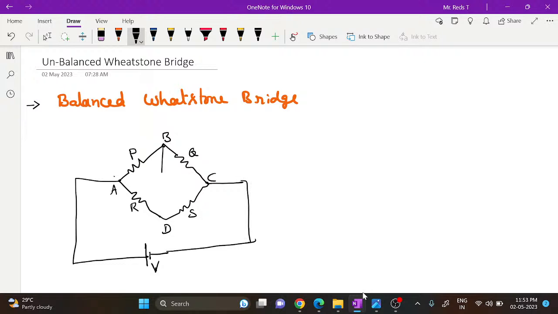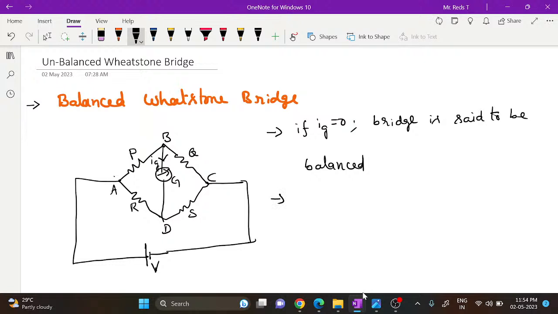Provided between B and D, if you connect a galvanometer having resistance G, then what does the balanced Wheatstone bridge say? The bridge is said to be balanced if current through the galvanometer is 0. Current through this galvanometer, you can mark this as Ig, is equal to 0. If Ig is 0, the bridge is said to be balanced.